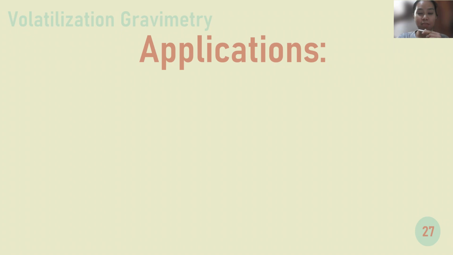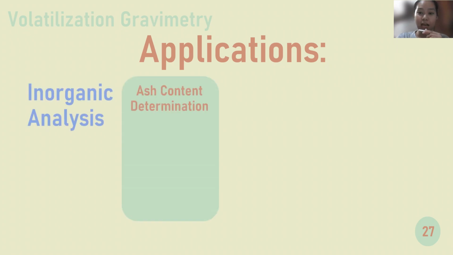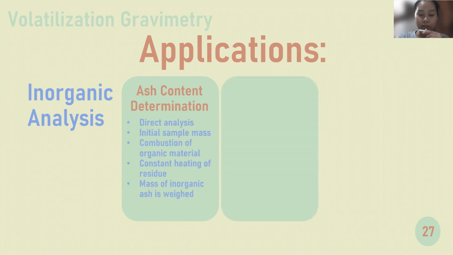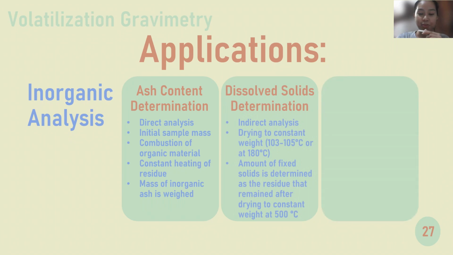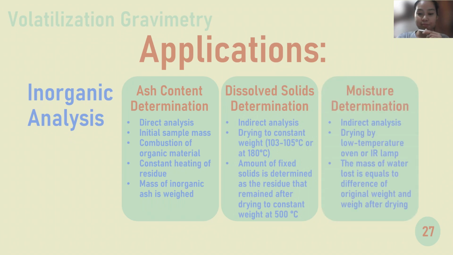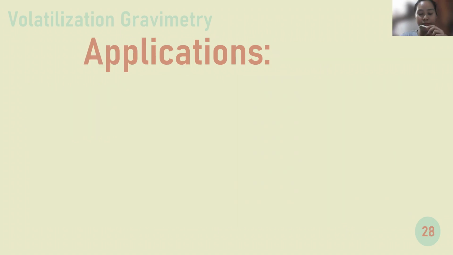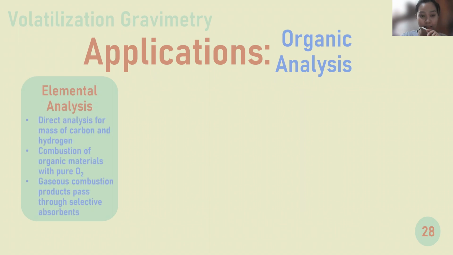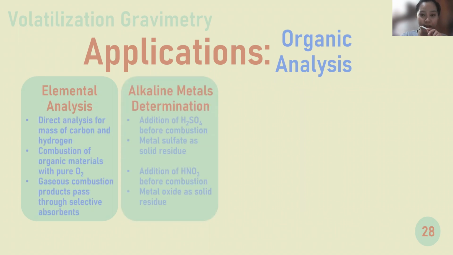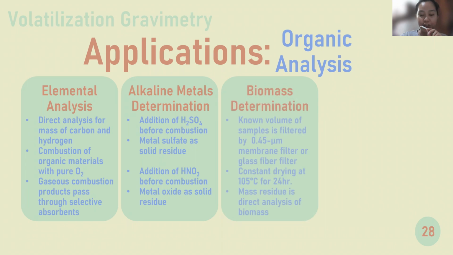Volatilization gravimetry plays a crucial role in chemical analysis. In fact, it has a wide variety of applications both in inorganic and organic analysis. For inorganic analysis, here are some of its useful applications. Applications include ash content determination, dissolved solids determination, and moisture determination. For organic analysis, applications include elemental analysis, alkaline metal determination, and biomass determination.